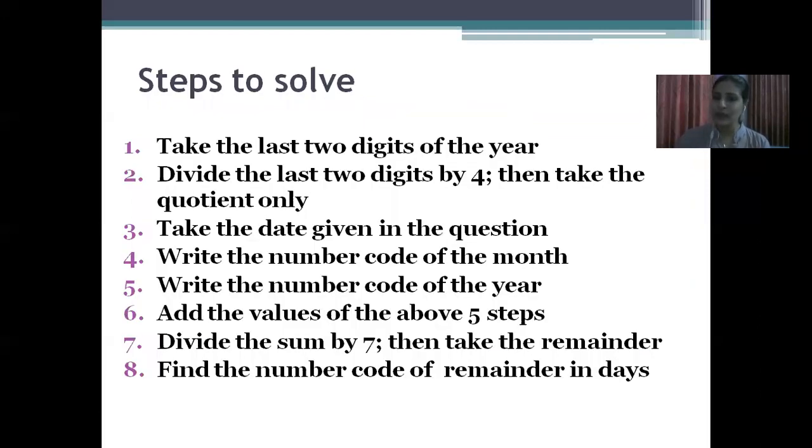Now let's look into the steps to solve this problem. You have to take the last two digits of the year. If you are asked to find the day for a year like 1999, the last two digits are 99. Divide the last two digits by 4, that means 99 by 4, and take the quotient only. You just ignore the remainder.